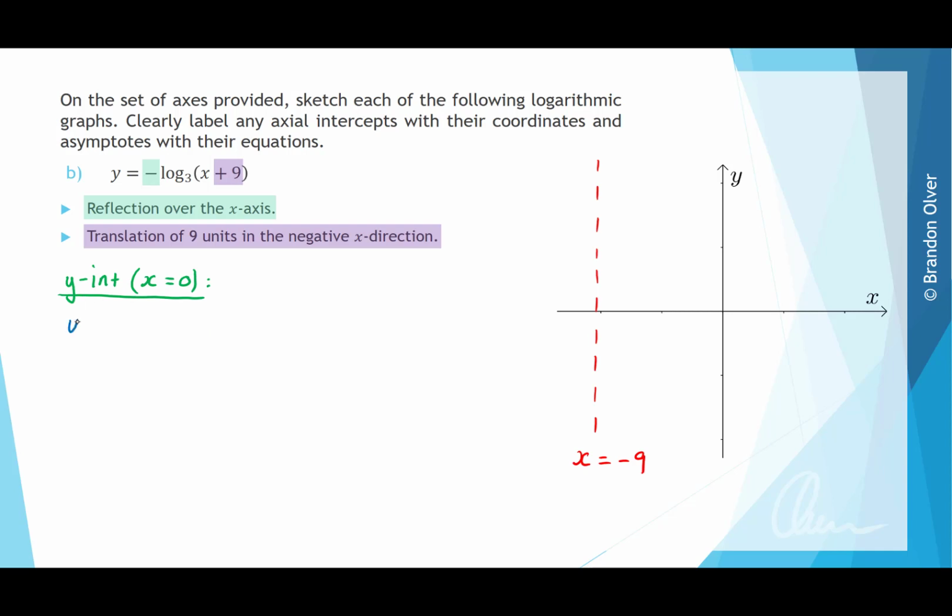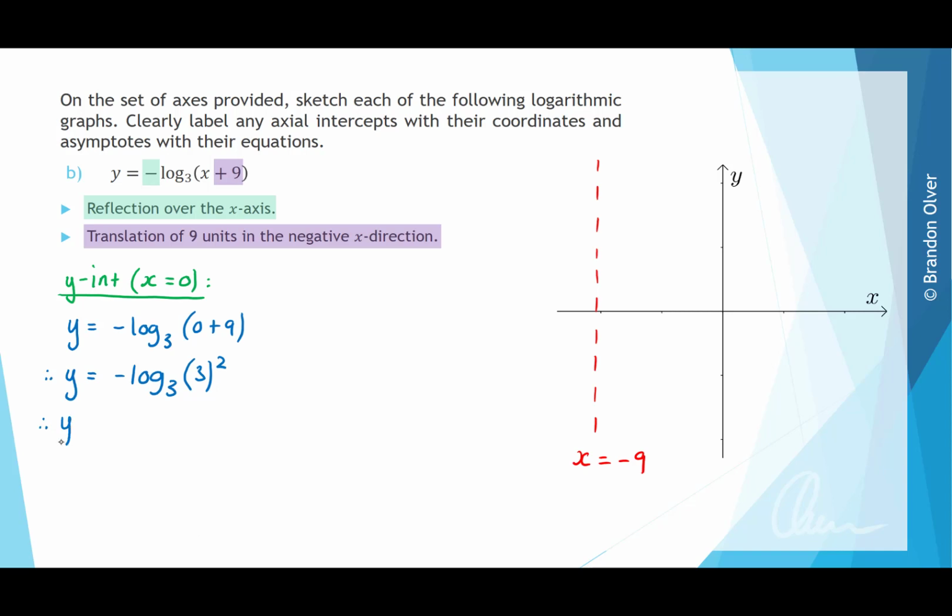So this will give us y equals negative log 3 of 0 plus 9. So therefore y is equal to negative log 3 of 9, and 9 can be written as 3 squared. And now one of the properties of logarithms is if we have a power here, we can bring it out the front.